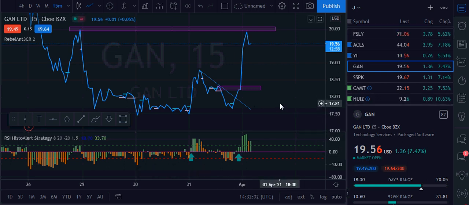As you can see, I'm in a few trades as well, all based on these 15-minute reversals. They are powerful.